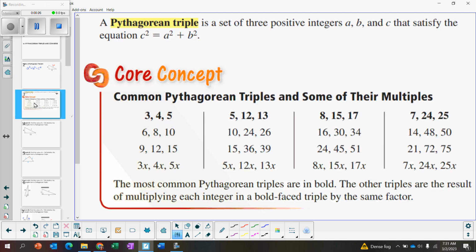There is something called a Pythagorean triple, which is a set of positive integers that satisfy the Pythagorean theorem. There are a lot of common Pythagorean triples, and any multiple of those numbers will also work. The most common are 3, 4, 5; 5, 12, 13; 8, 15, 17; 7, 24, 25; and like I said, any multiple of those numbers.